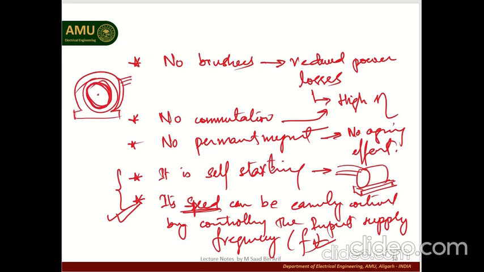Okay, so what we see is this motor is basically a singly fed motor, unlike a DC machine. In case of DC machine you have seen that a DC machine is a doubly fed motor. That is, we have to give a direct current in the field winding and an alternating current in the armature winding. Okay.